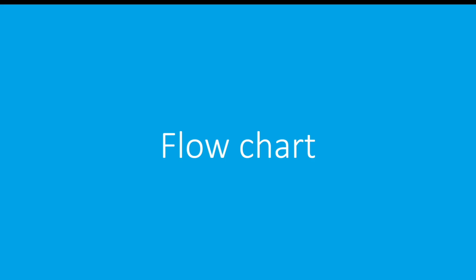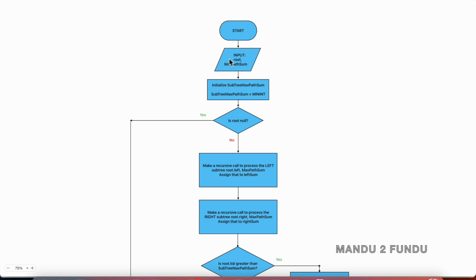Let's look at the flowchart. Input for this procedure is a pointer to the root node and the max path sum variable. First we initialize the subtree max path sum variable. At the end of this procedure, this variable contains the maximum path sum in the subtree rooted at the current node. So first we check whether the root node is null. If so, we return 0.